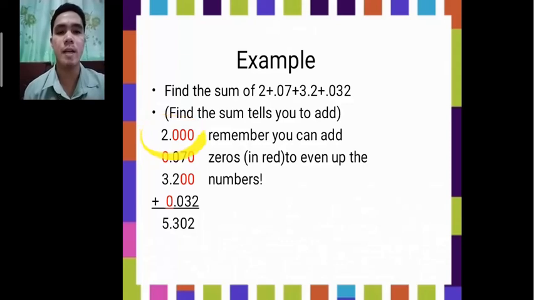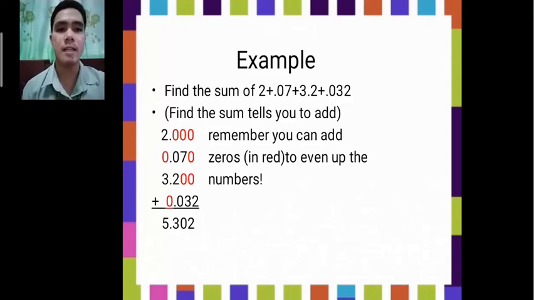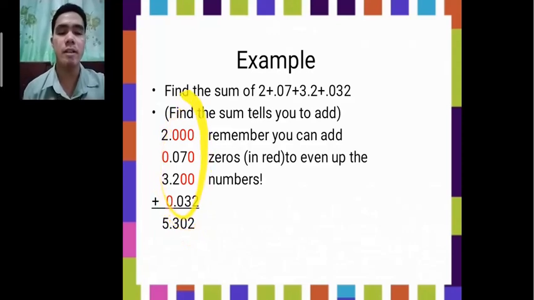So here, 2 will become 2.000 with 3 decimal places to represent thousandths. Then 0.07 will become 0.070. Then 3.2 will become 3.200. So as you can see, all decimal numbers have 3 decimal places here. Now let's proceed to addition after adding zeros to even up the given decimal numbers.